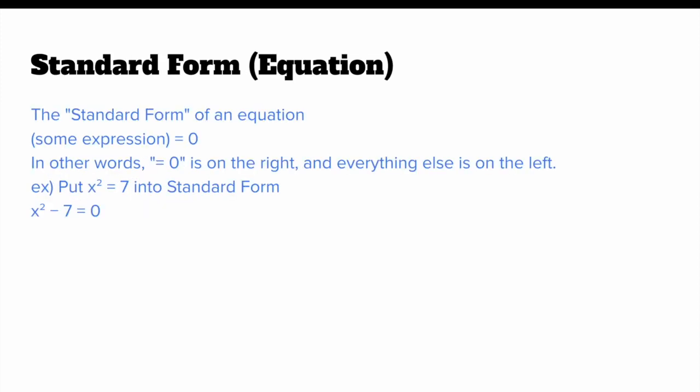Now let's move on to the standard form. The standard form of an equation is some expression equals 0. In other words, equals 0 is on the right and everything else is on the left. For example, when we say x squared equals 7, we can put 0 on the right and everything else on the left. So the answer would be x squared minus 7 equals 0.